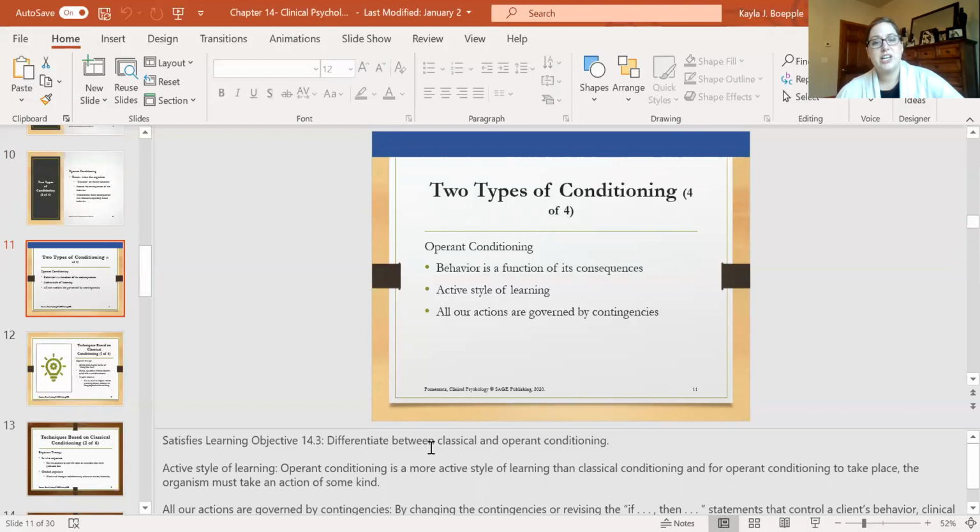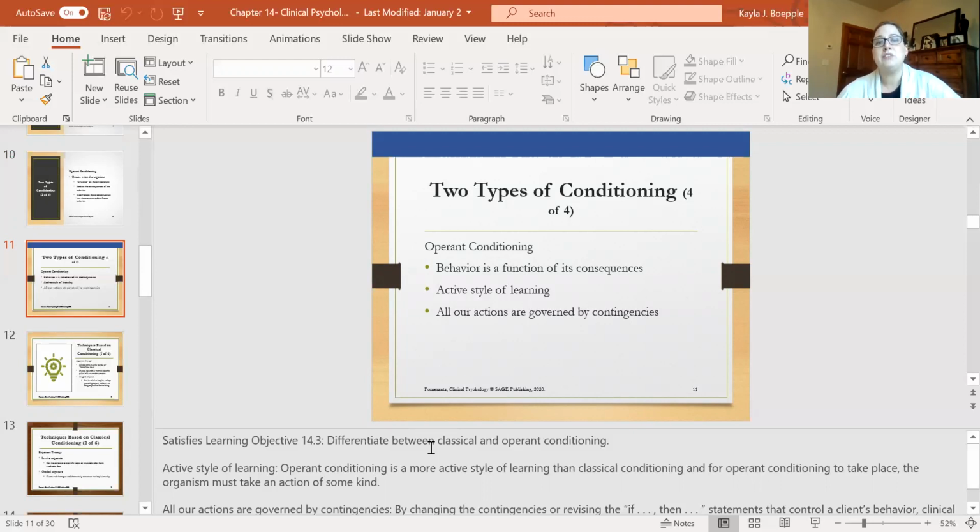So operant conditioning, all of our behavior is the function of a consequence. Most of the behavior, almost all of the behavior we engage in is due to the fact that we either have a positive or a negative type of consequence. So for example, if you have a job and you go to work, why do you go to work? What is your reason for going to your job each day?